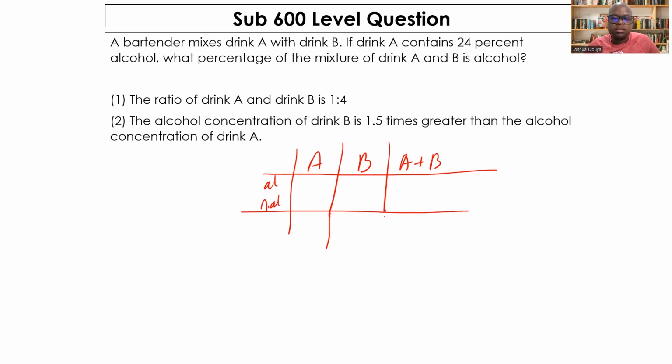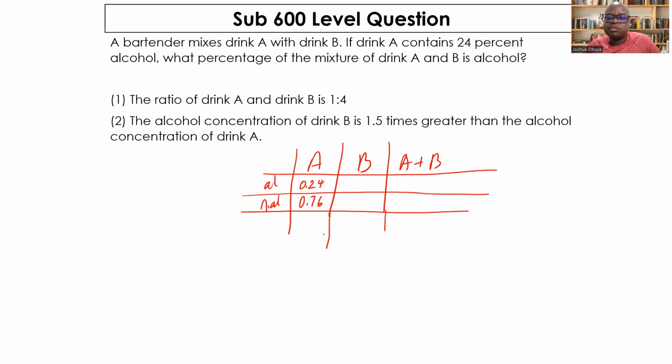We have drink A, we have drink B, then drink A plus B. Drink A has what percent of alcohol? 24%, so it is 0.24. Then drink B, we don't know. Drink A plus B, we don't know. What is not alcohol here is 0.76. We can't say it's another solution because we don't know how many they are, but you know 0.76 of this liquid is not alcohol.